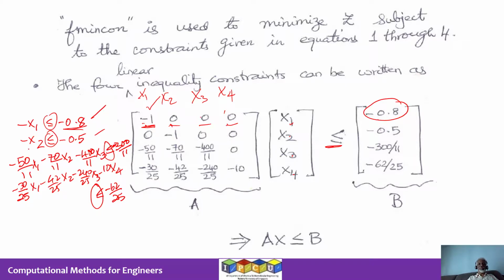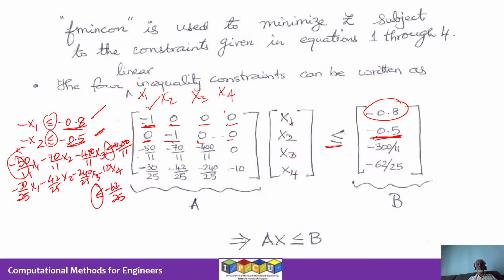If you take the second equation, the coefficient of x1 is 0. The coefficient of x2 is minus 1. The coefficients of x3 and x4 are both 0. And the right hand side is minus 0.5. So if you take the second row and multiply it with this x vector, this is the unknown vector, 0 times x1 minus 1 times x2 plus 0 times x3 plus 0 times x4 less than or equal to minus 0.5, which is the second equation. Likewise, you can write the third and the fourth equations.